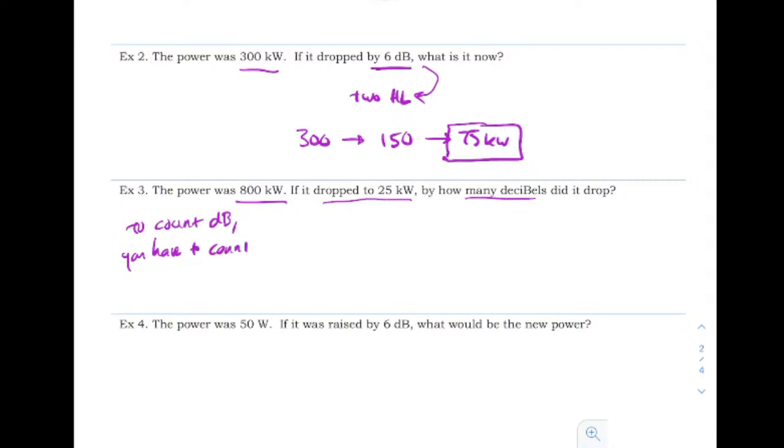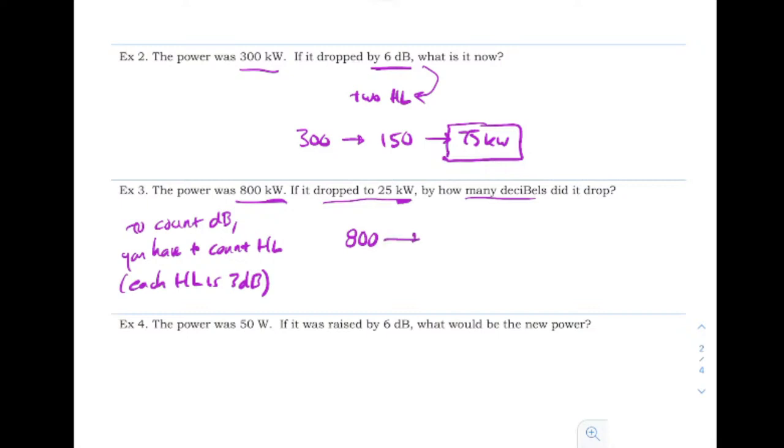Because every half-life will be 3 decibels, you have to count half-lives. So I have to say, well, I started at 100. Okay, now keep your eye out for this: kilowatts, kilowatts. They're both the same units, right? If this was kilowatts and milliwatts, we'd have to cut in half a whole lot more. But anyway, we're going from 800 to 125.